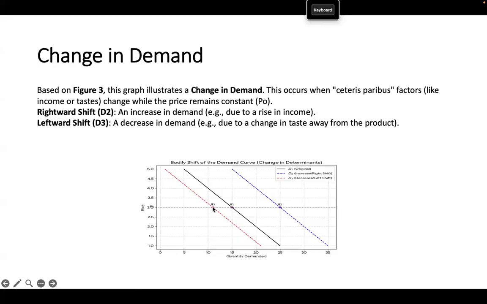At the same price, when taste and preferences of the product change, for instance, if you've developed a new taste for a product, the demand for the product will increase, but that of the other product will fall. So there will be a leftward shift, an inward shift from Q1 to Q3.